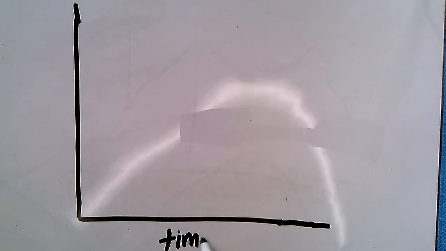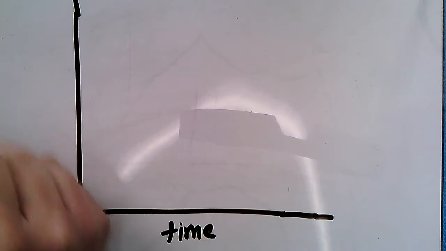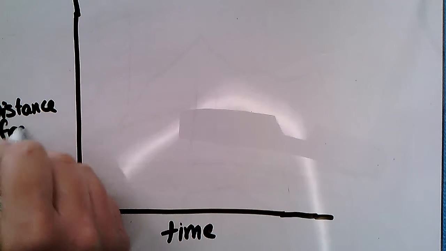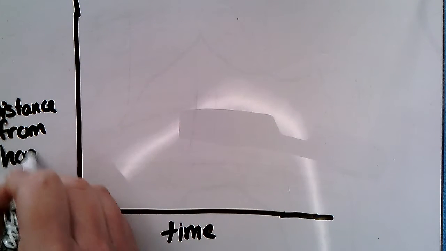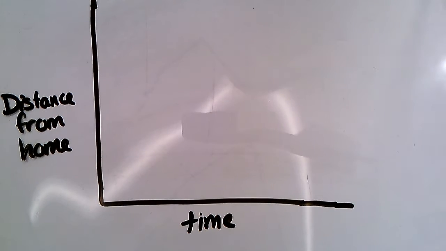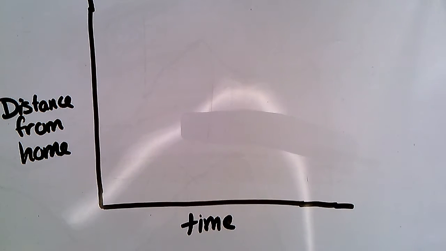Graph time on the x-axis. Time is always an x value, and distance from home on the y-axis. Okay, so that's really important to label your x and y axis, especially with time on the x axis. We're getting ready to talk about that for just a second.